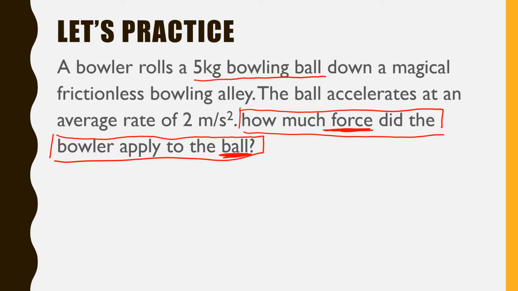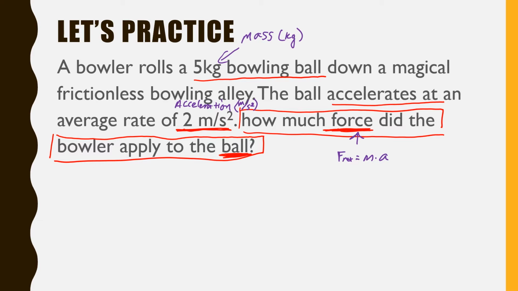And the ball accelerates at 2 meters per second squared. All right, so now I'm going to label a couple of things. That 5 kilogram thing right there is our mass. Here is 2 meters per second squared, so that's our acceleration. I know mass is in kilograms, acceleration is in meters per second squared. How much force? My formula for force, F net, is equal to mass times acceleration.